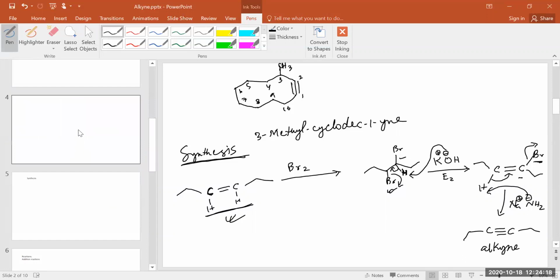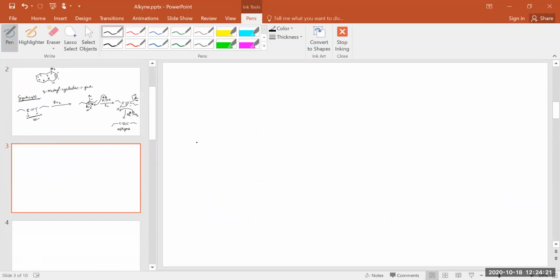Now come to the reactions. Before talking about the reactions of alkynes, you should recall the reactions of alkenes. Many reactions are very similar. First, we'll talk about the addition reactions. Because alkynes have two pi bonds, they can go through addition reactions easily.